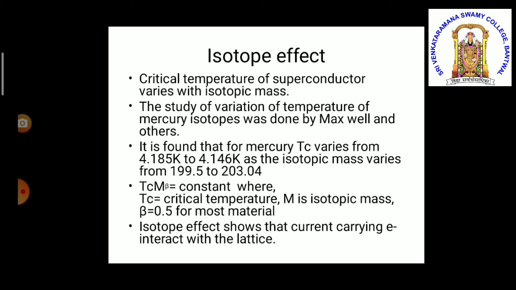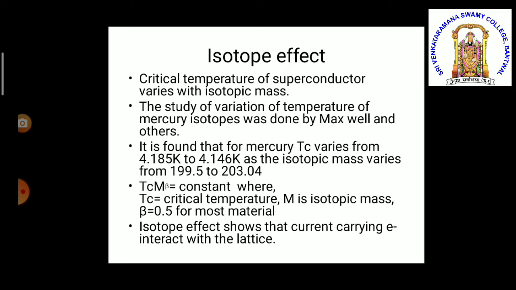Isotope effect. What is an isotope? Isotopes are any two substances of the same element which have the same atomic number but different mass number. The critical temperature of a superconductor varies with isotopic mass. Even though the elements are the same, with isotopic mass, the critical temperature changes.